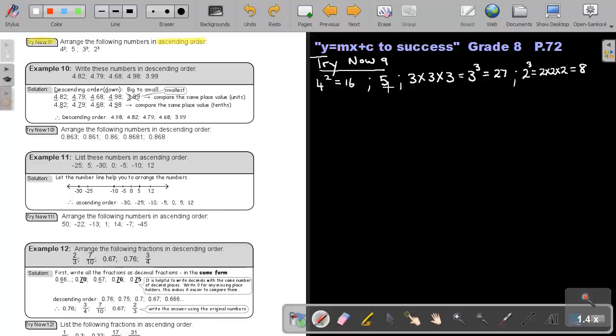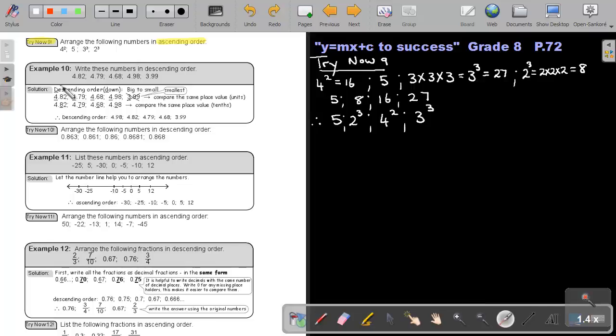Now, let's look. Which one was the smallest? 5. First, I'm going to write the worked out values. So 5 followed by 8, followed by 16, followed by 27. Okay, but let's write it in the original format. So it was 5, then 2 to the power of 3, then 4 to the power of 2, then 3 to the power of 3. And that's the final answer.